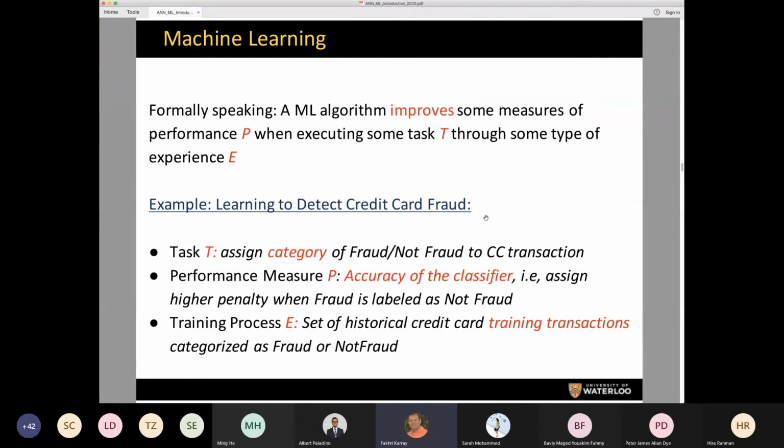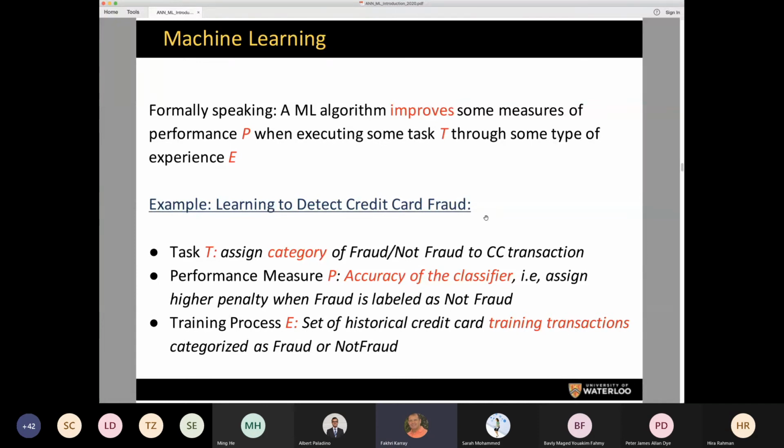The training process E is the historical credit card training transactions. So these are several types of transactions that the system has archived, has utilized, and categorized as fraud or not fraud. These transactions have been archived in the past. And the person who is developing these engines had the information that if this type of transaction occurred, most probably it was a fraudulent transaction.